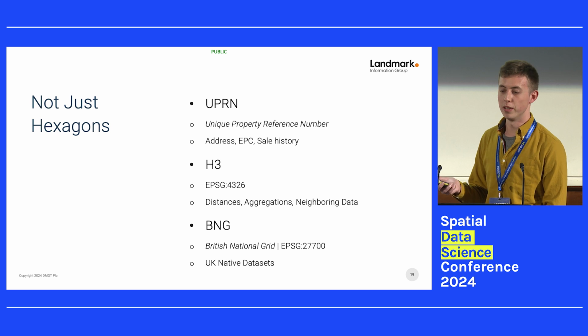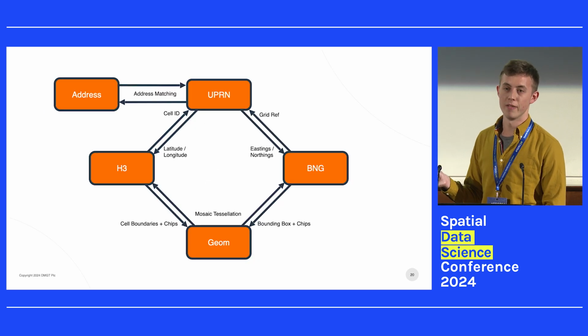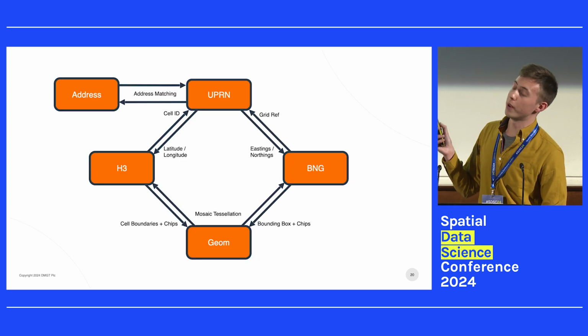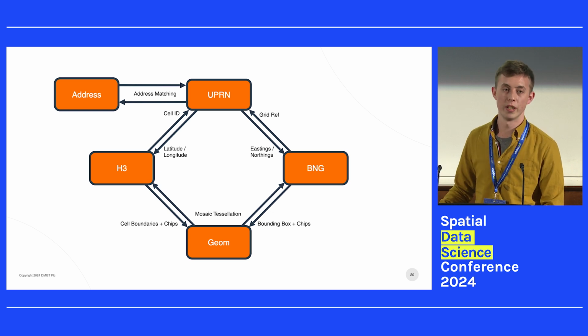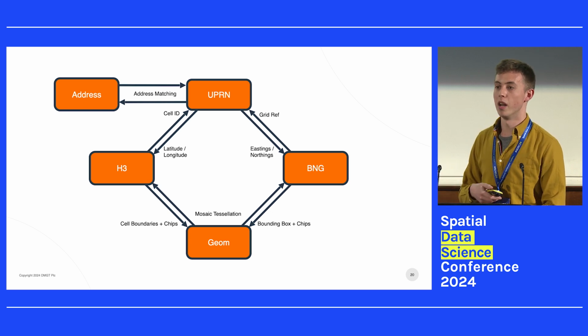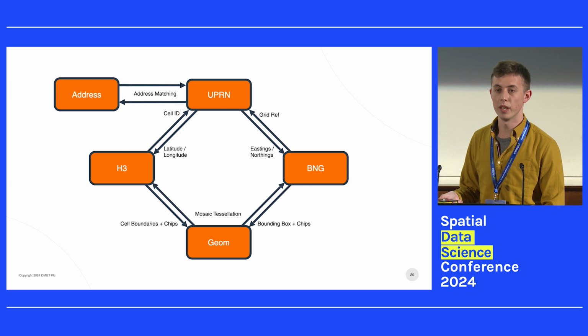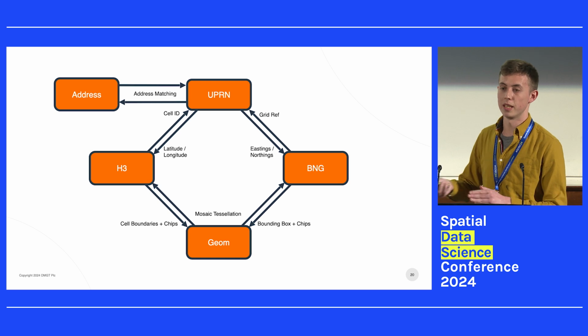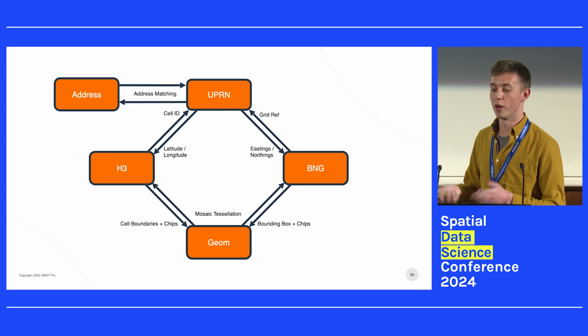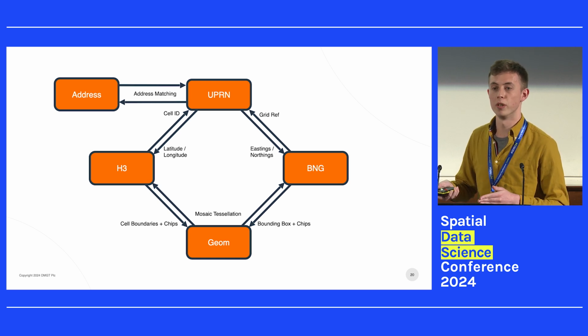Luckily, though, we have a solution for this. All of these play together really nicely. So we can get UPRN from addresses. They can be converted to either H3 or British National Grid based on lat longitude or eastings and northings. And then they, in turn, can be turned into geometry based on either the mosaic tessellation, or they can go back the other way using the cell geometry.